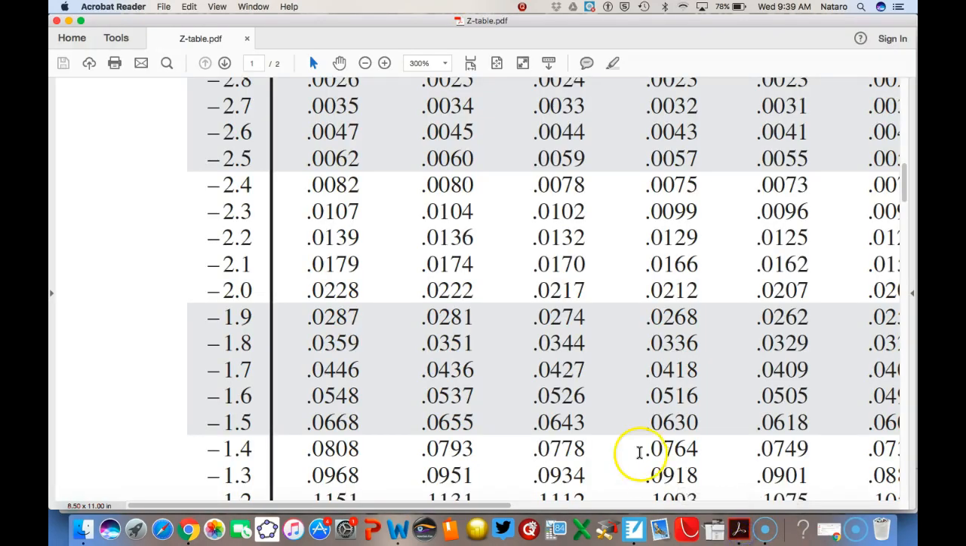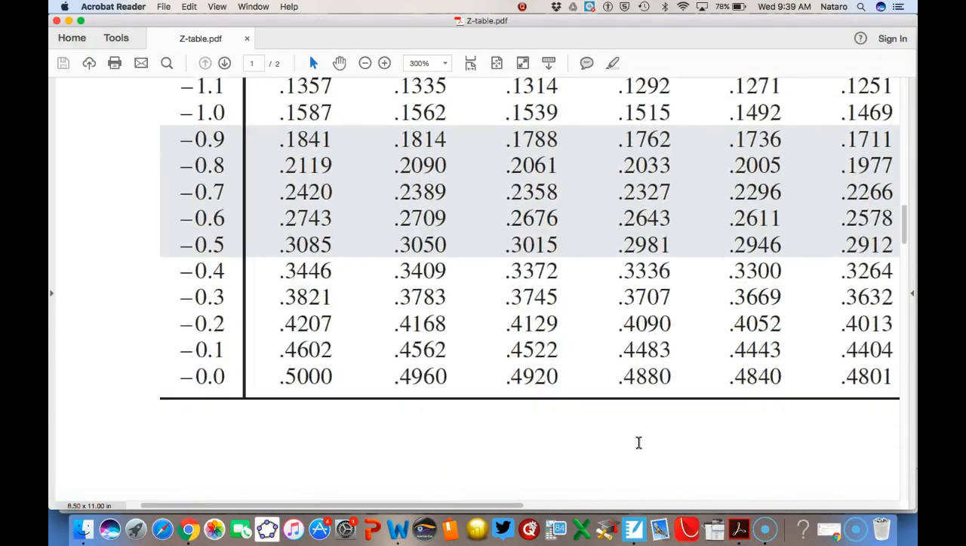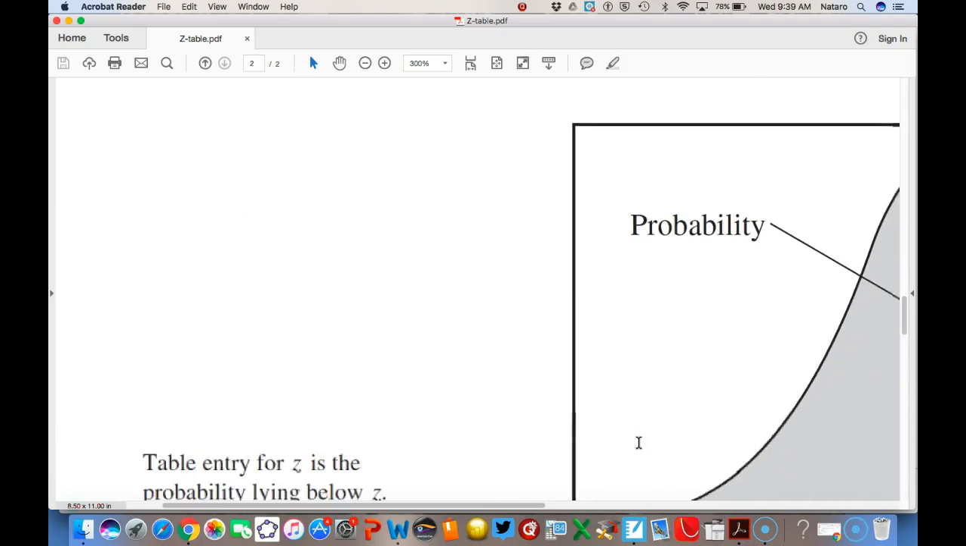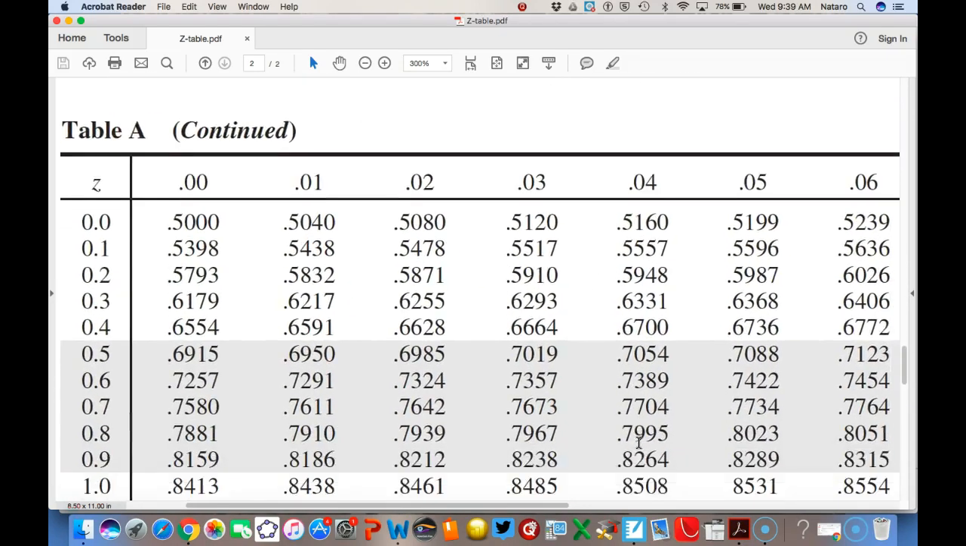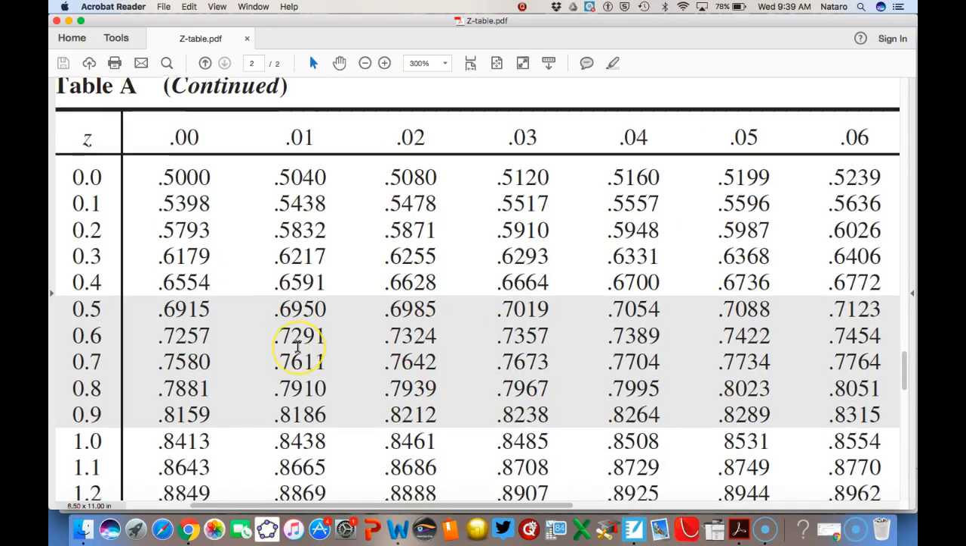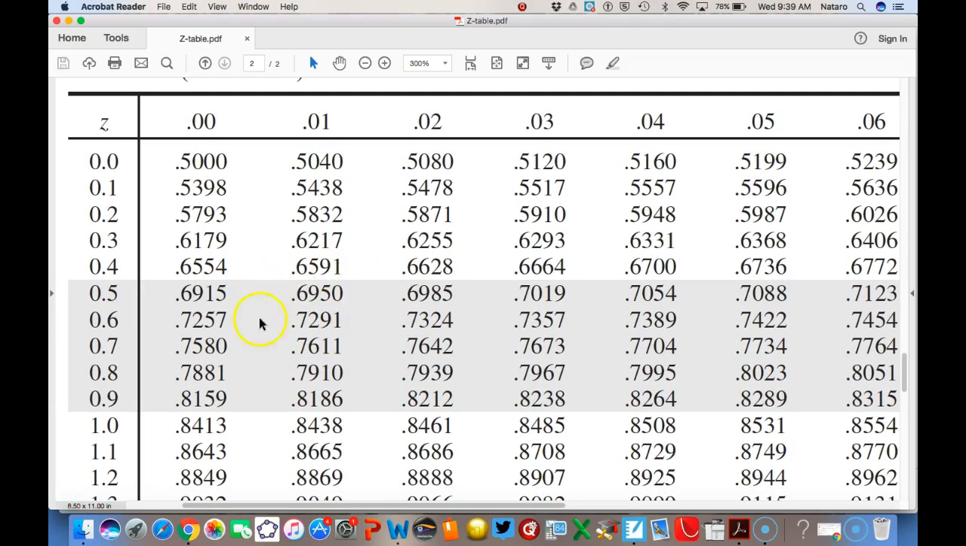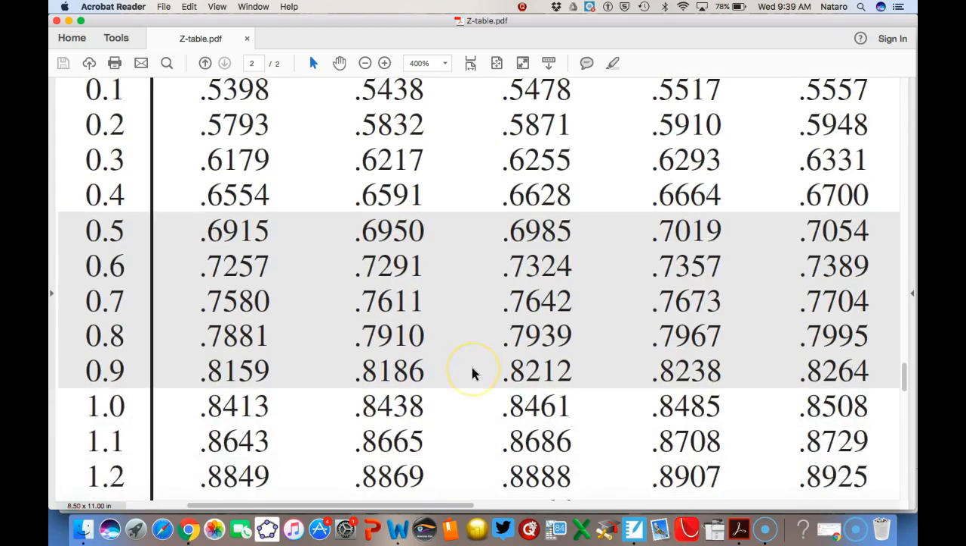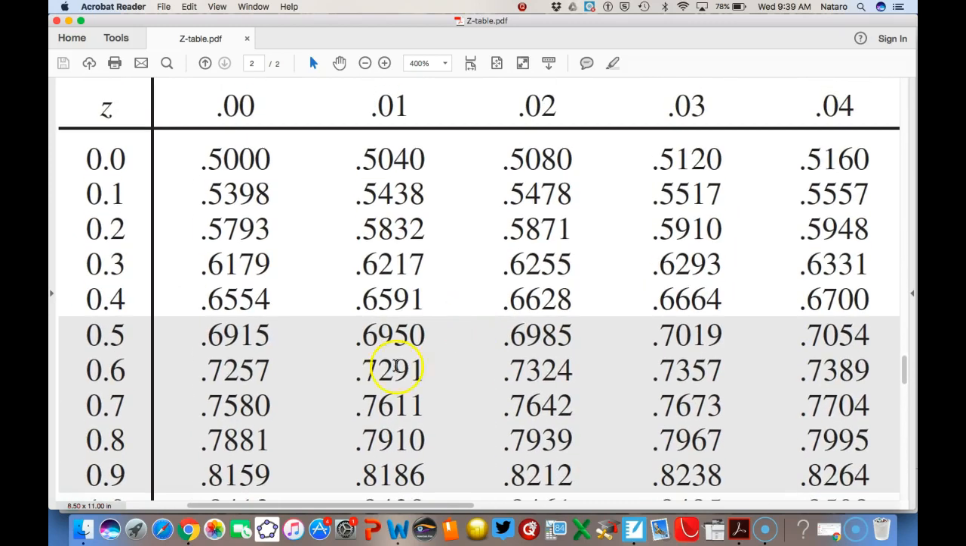So let's go to the table and let's see. Right now I need to have a positive z-score, so we'll need to use this side of the table. And I want to look within the body of the table for 0.73, and I can see I got two values here: 0.7291 and 0.7324. 0.73 would fall somewhere in between these.